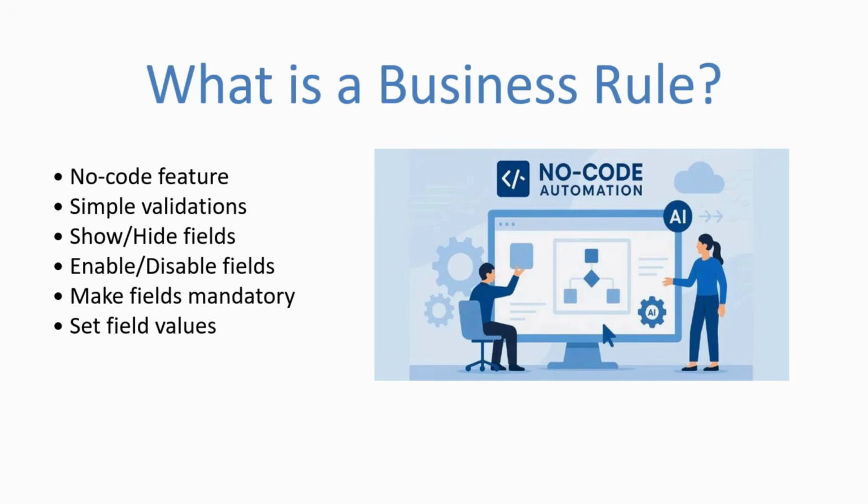Let's begin with business rules. A business rule is a no-code feature available in Microsoft Dynamics 365. It allows us to implement simple business logic. Using business rules, we can make fields mandatory, show or hide fields, enable or disable fields, set default values, and display validation messages. Whenever your requirement is simple and can be achieved without coding, business rules should be your first choice.